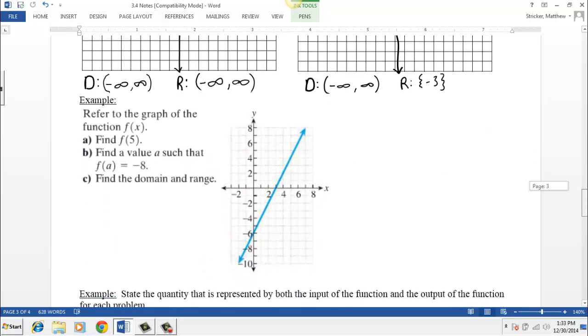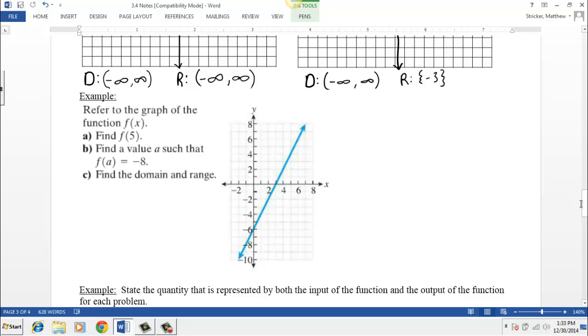Let's go over another example here. If we look at this graph, we're going to answer a couple questions about it. First example says, find what f of 5 is. Well, remembering our function notation, when we put the value in here, is this the x or the y? Well, you should say that this is the x.